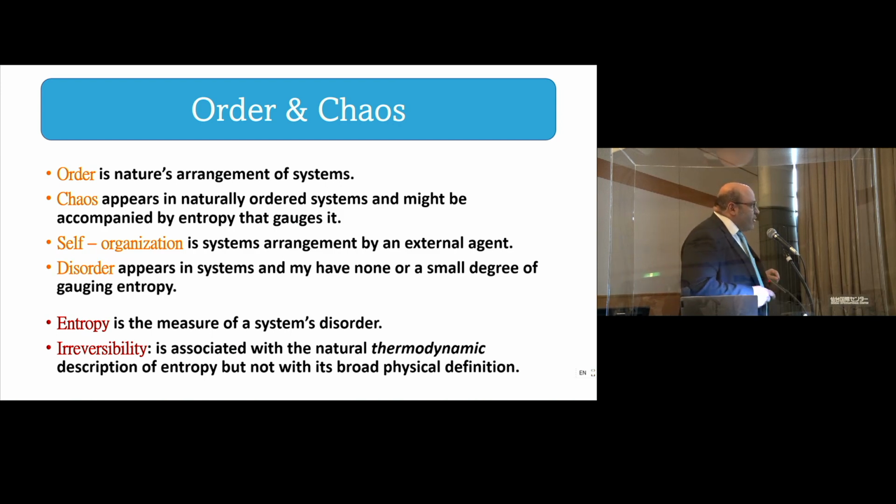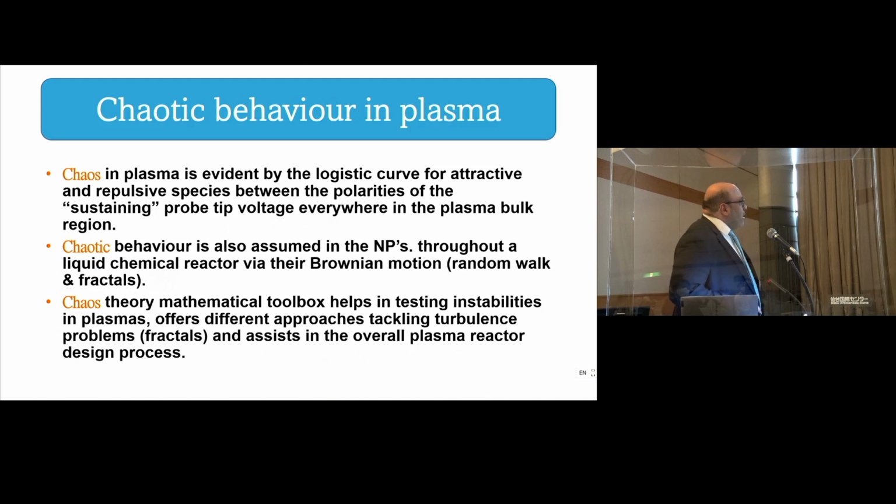But here comes irreversibility. The uninitiated or the younger generations have much confusion here. They think that it's just, in general, a one-way direction. But we know that it's not. We will see that in a minute. Again, I'm stressing that point a lot here. This is a takeaway from this talk. Chaos in plasma is evident by the logistic curve. I will show that in the data.